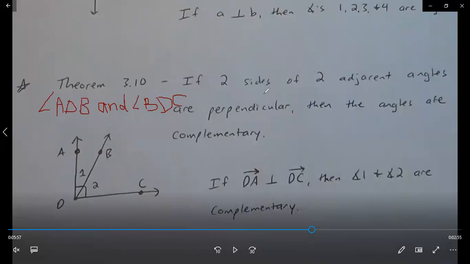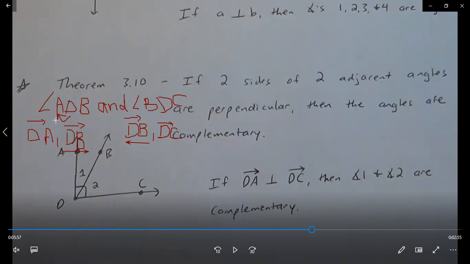The two right angles here. It says two sides of the two adjacent angles are perpendicular. Where are the sides of the first angle? We can say that the sides of the first angle are ray DA and ray DB. For the second angle, ray DB and ray DC. Already we note that we have a common side, which is DB. But I'm not talking about the common side now. I'm talking about the other two sides.